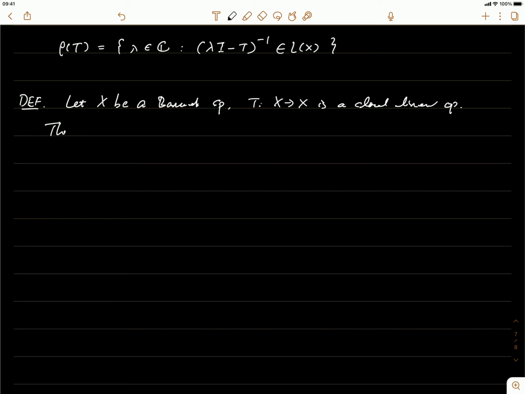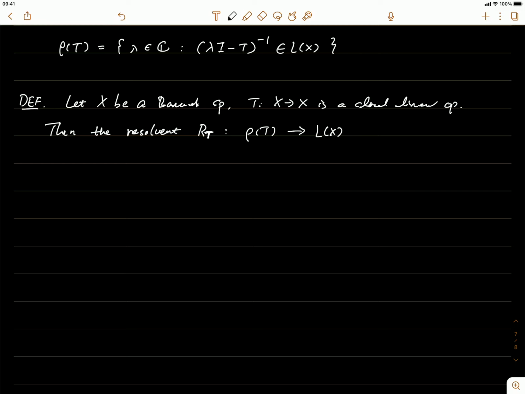Then the resolvent, which we denote by R_T. R means resolvent, and T means that it's for this closed linear operator T. It is a mapping from the resolvent set, I should say rho(T), to the set of linear transformations.